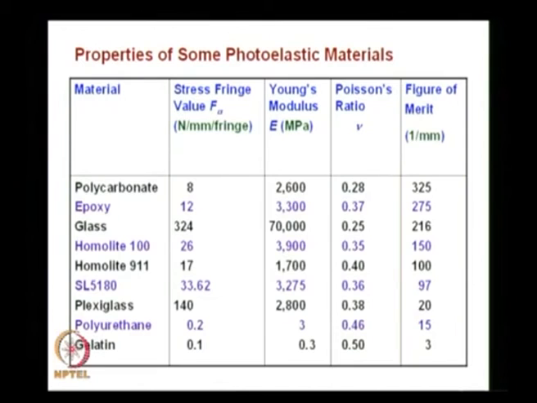And with recent advancements in stereolithography, you have this SL5180 that has, compared to the common photoelastic material, a high F sigma value, and it has a figure of merit of 97. And if you look at the Poisson ratio, the polycarbonate is much closer to metals. So, polycarbonate is one of the most preferred model materials for photoelastic analysis, and you can also use epoxy because it is easy to cast in a laboratory and then prepare models.